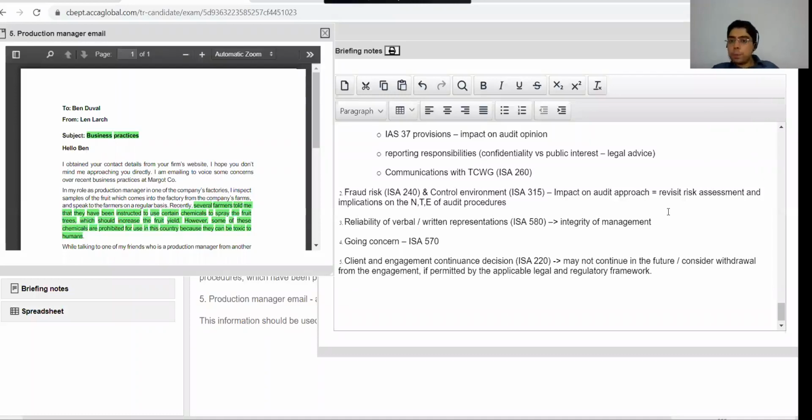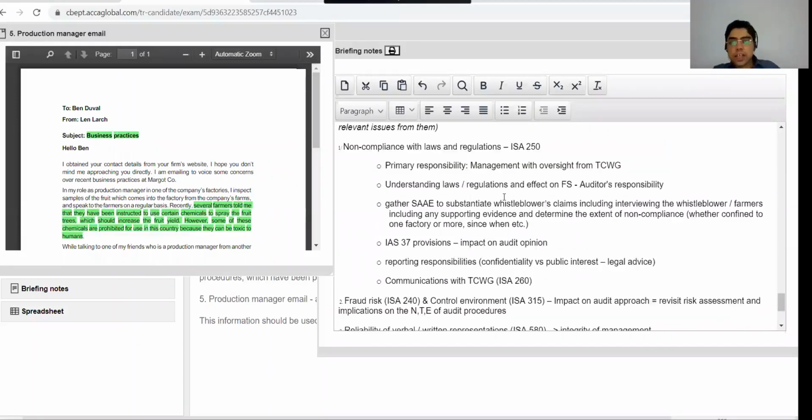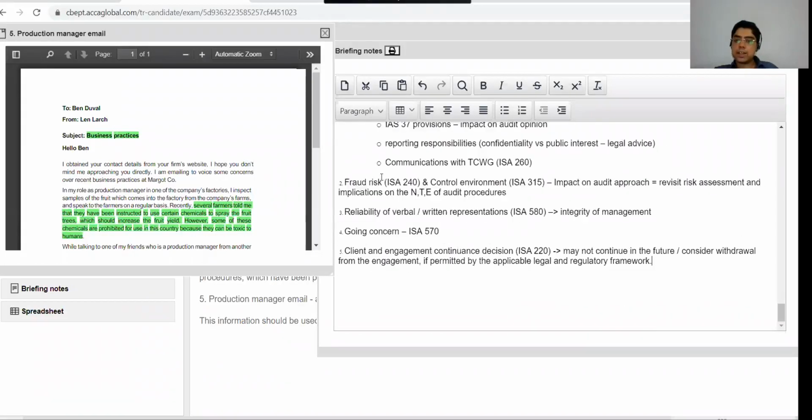So for these open-ended questions, you need to think broadly. There are some obvious issues, and you have to scroll the accounting and auditing standards in your head to identify the less obvious issues like ISA 240, ISA 315, ISA 580, ISA 570, and ISA 220.